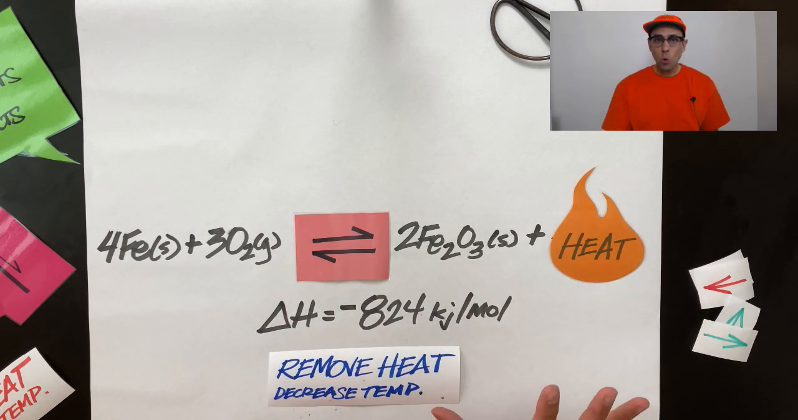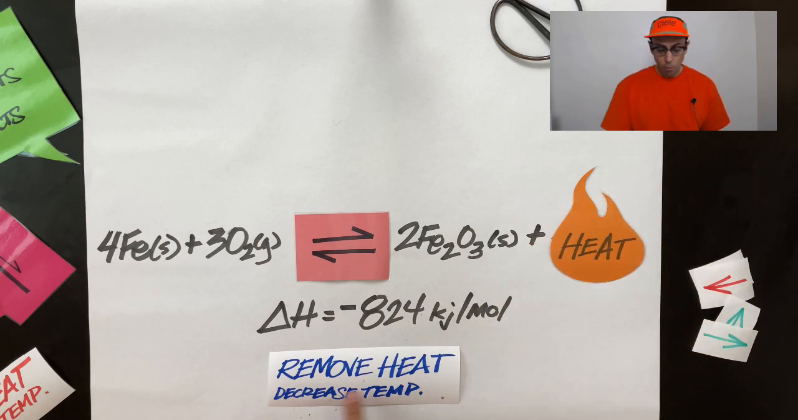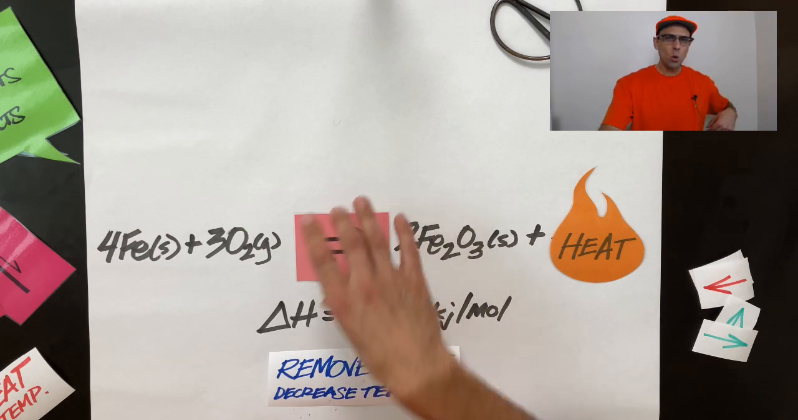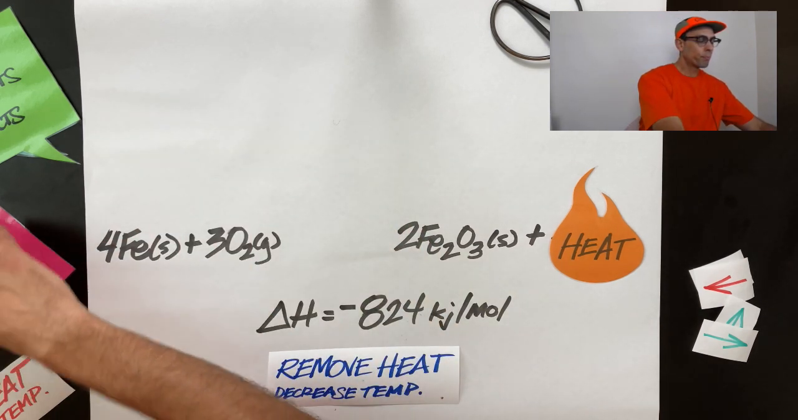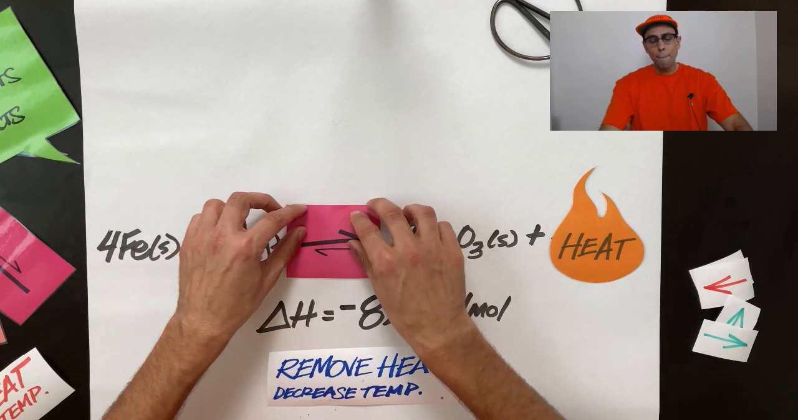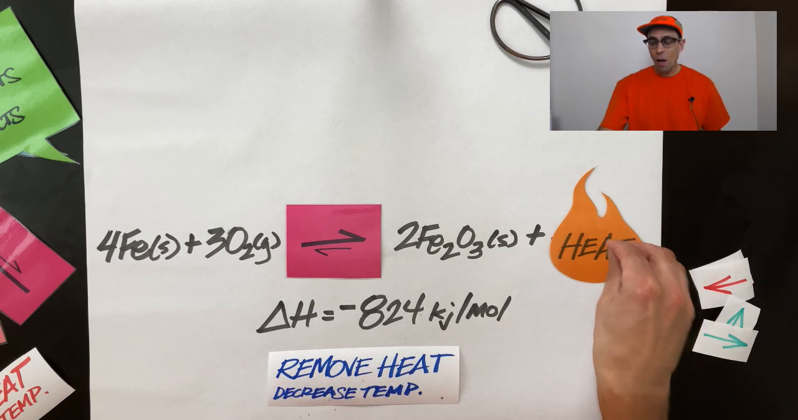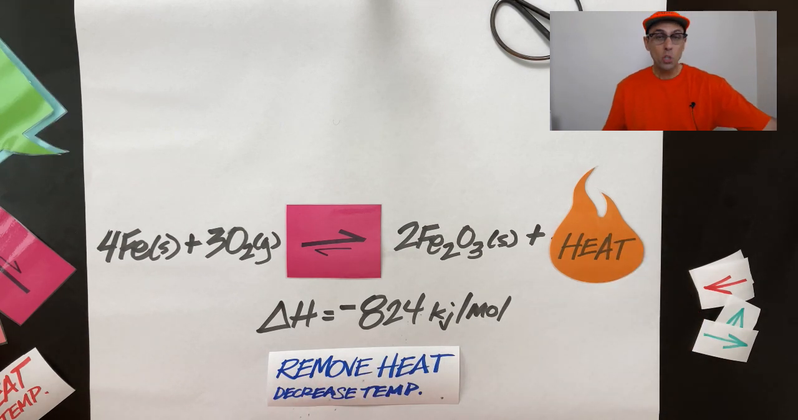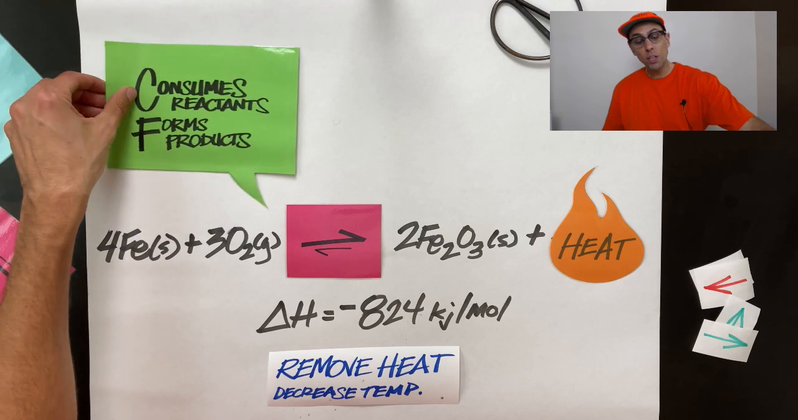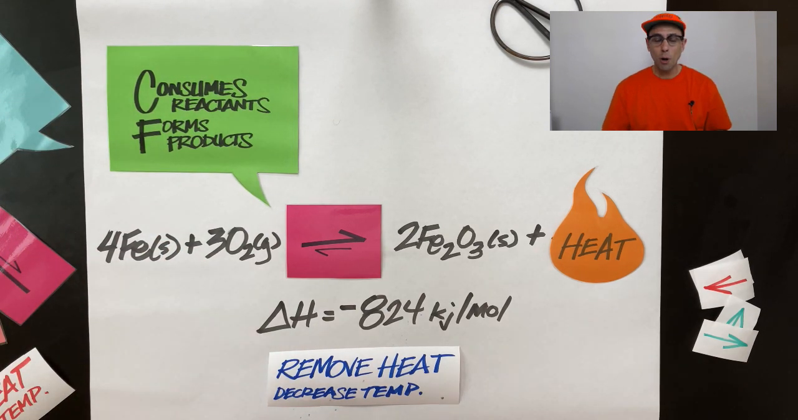Now again, remember, heat is a product. So now, whereas in the last example we were increasing a product, now by removing heat we're taking it away. And therefore the reaction is going to shift equilibrium, and it's going to try to remedy that by favoring the products, by replacing that which was taken away. So we would say it's going to consume reactants and form more of our products.